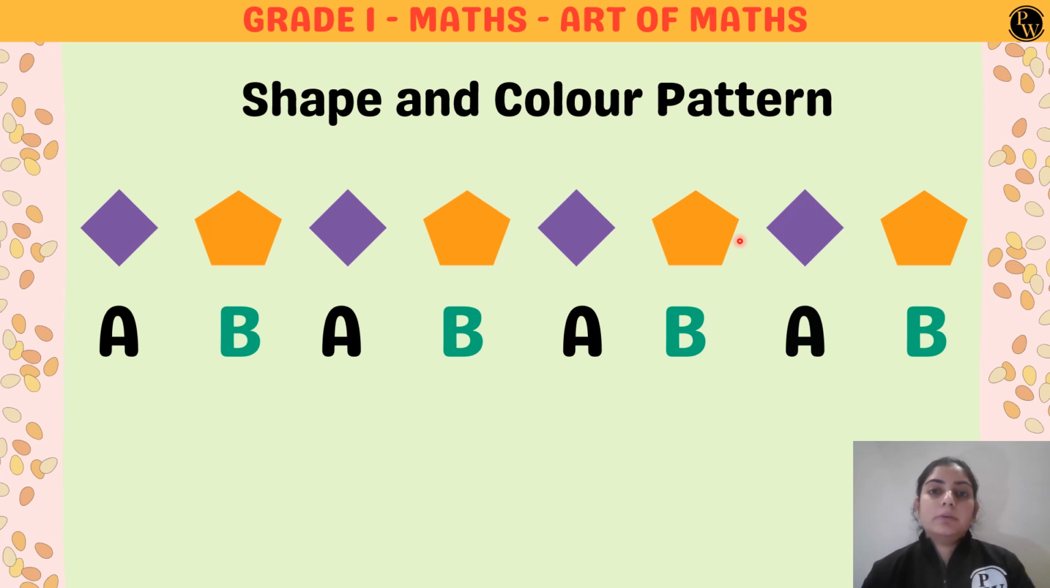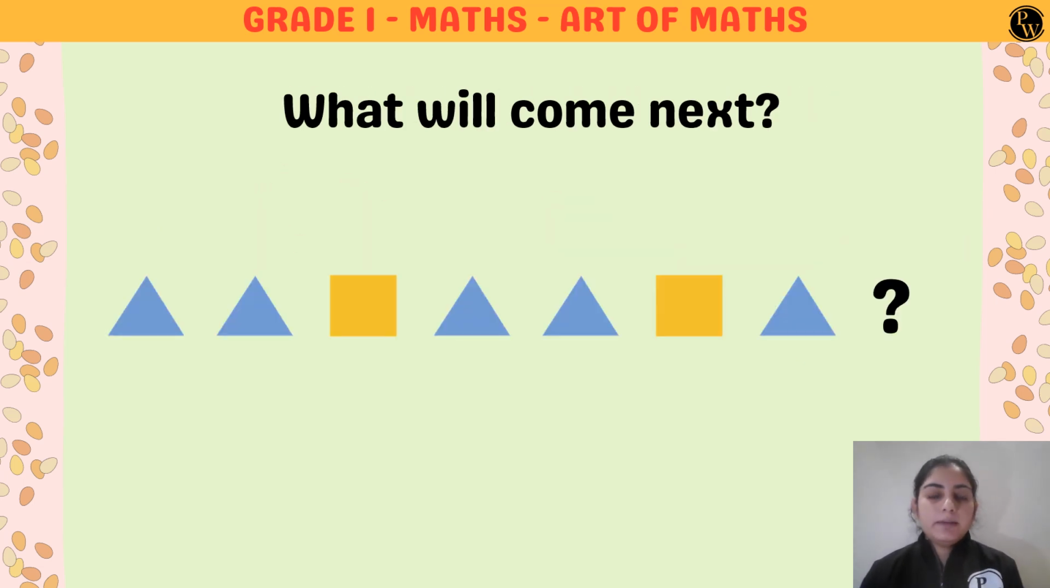Yes, so we have learned about two repeated patterns, that are AB, AB and the other one is ABC, ABC, right? Well done. Here we covered the shape and color pattern. Now let me see if you can answer this one. What will come next here?